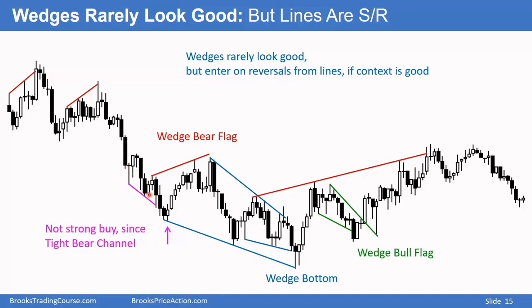3 pushes down, 1, 2, 3. But there's a problem with this wedge, and that is the channel is very, very tight. The pullbacks are small. A tight channel like this, usually a minor reversal, and the rally becomes part of a trading range or a bear flag. Good looking rally, but did not get very far, and it became a bear flag followed by lower prices.